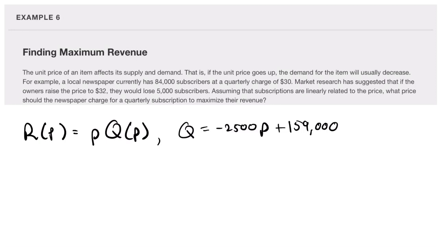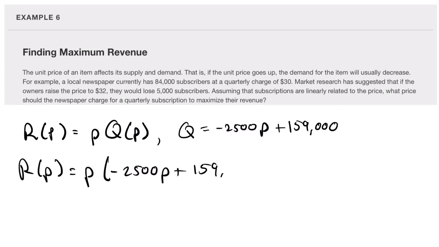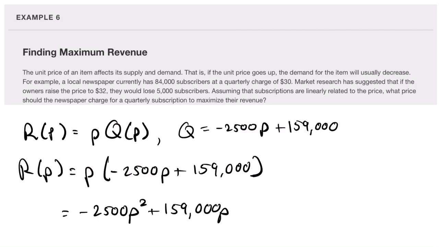So our revenue function, the revenue generated when we sell for a price P, is going to be P times this expression over here, negative 2,500 P plus 159,000. So now we got our quadratic function. That's what I was looking for. So that's negative 2,500 P squared plus 159,000 times P. So now we're back to the whole vertex thing.